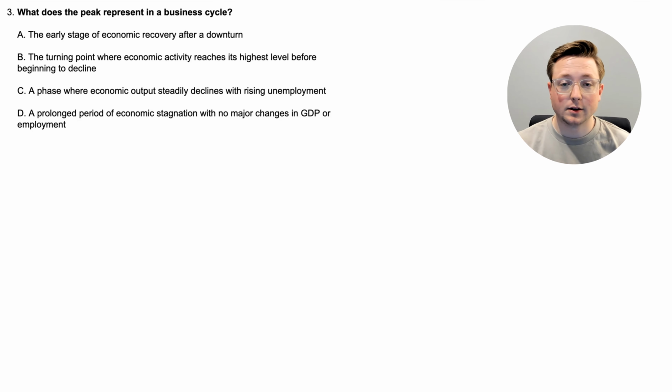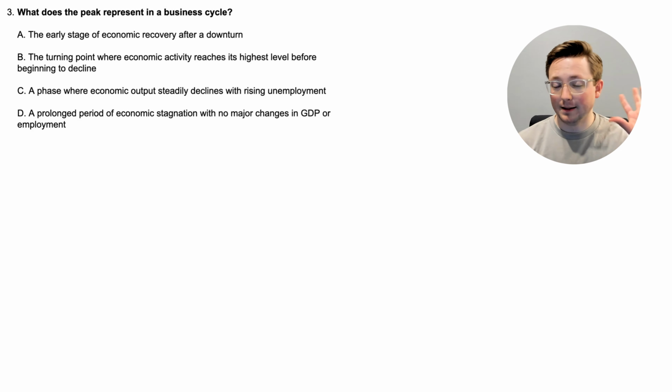Okay, here we are at question 3. What does the peak represent in a business cycle? So let's walk through these options. Option A, the early stage of economic recovery after a downturn. Option B, the turning point where economic activity reaches its highest level before beginning to decline. Option C, a phase where economic output steadily declines with rising unemployment. Or option D, a prolonged period of economic stagnation with no major changes in GDP or employment.